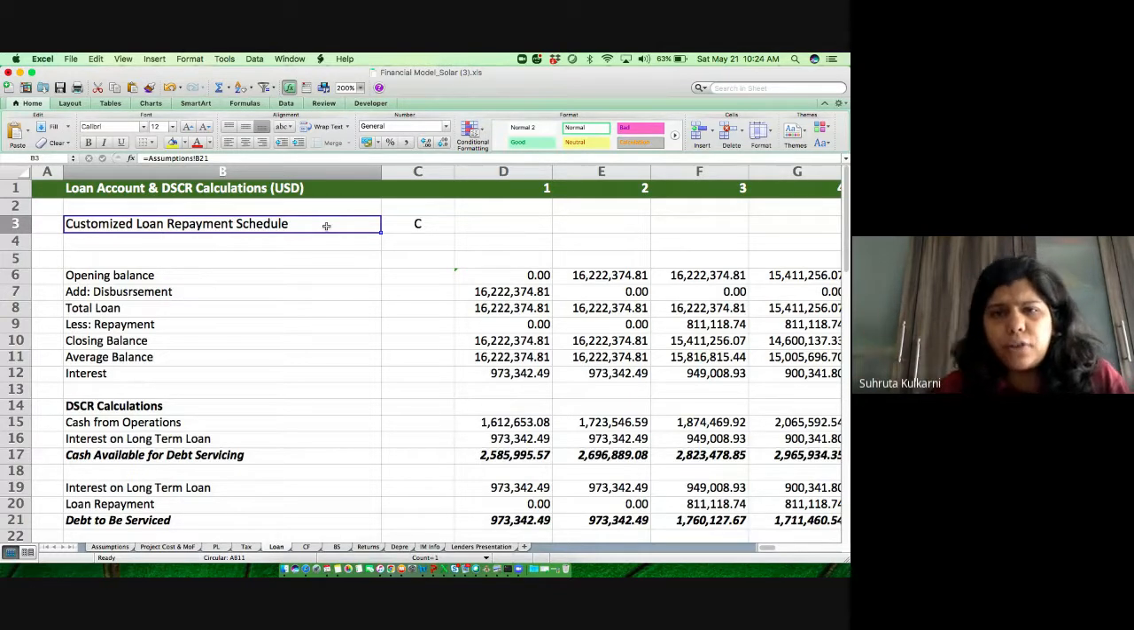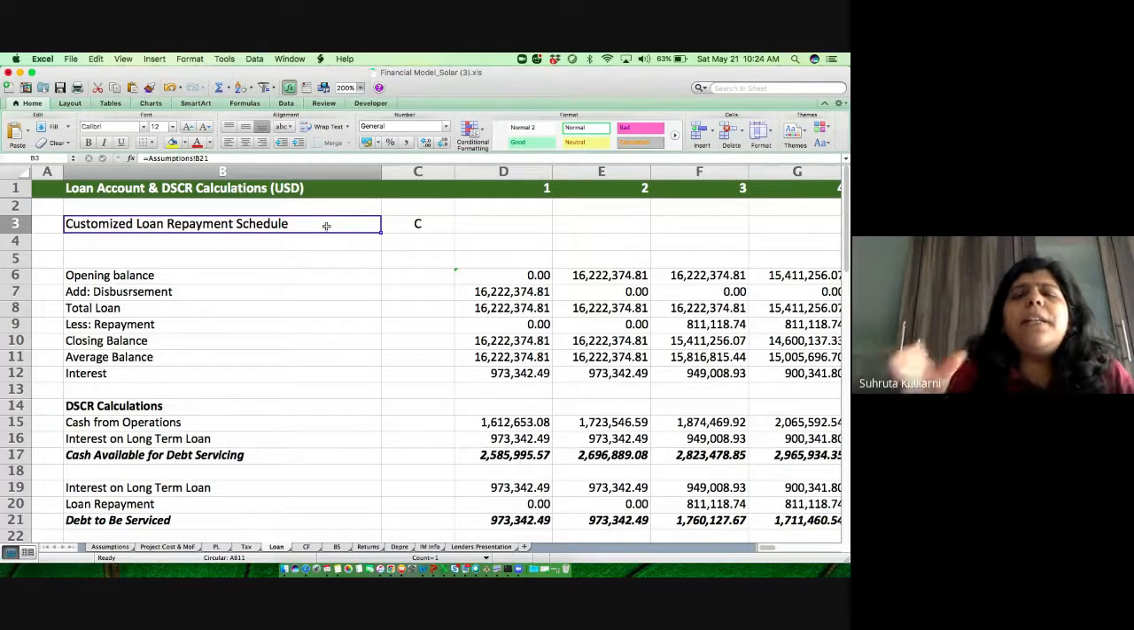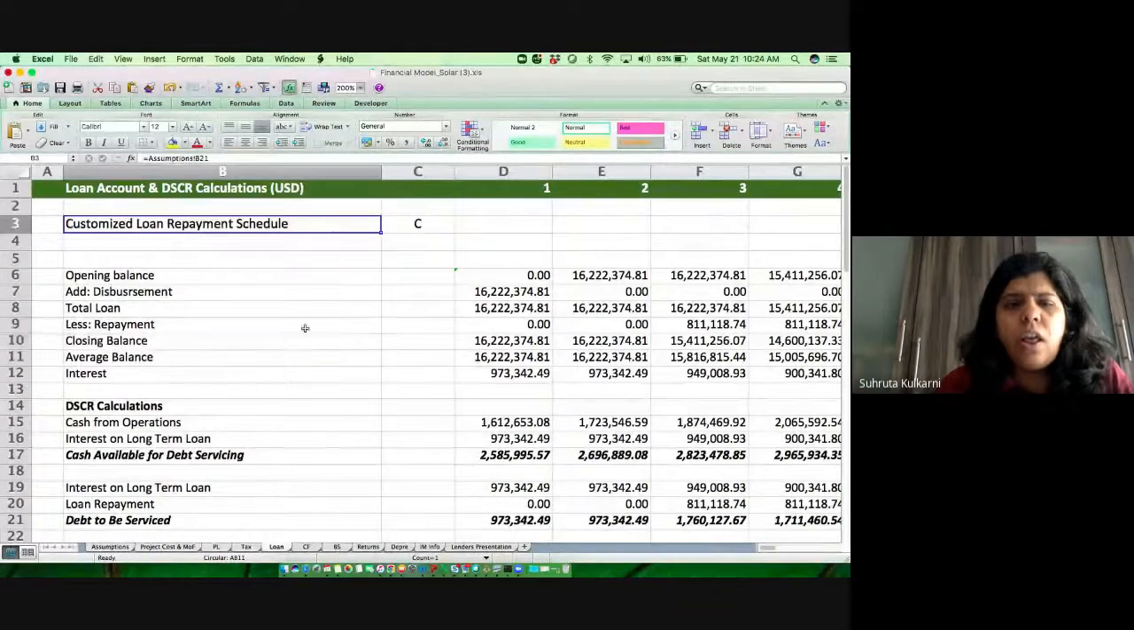So typically, if you take a loan for 10 years, let's say that you take a loan of 100 rupees for 10 years, you will typically repay 10, 10, 10, 10 rupees every year. That is a normal loan repayment structure.